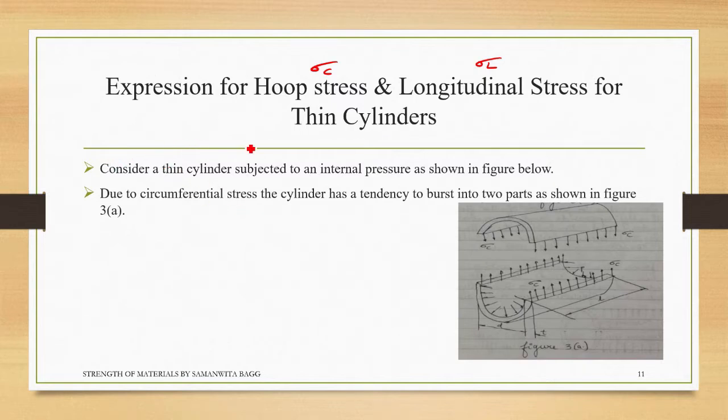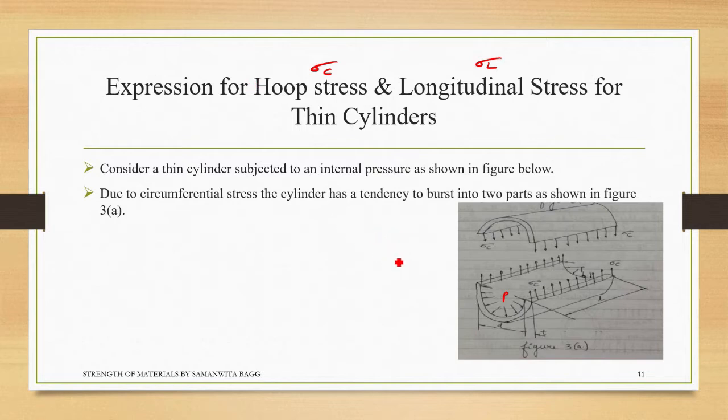Consider a thin cylinder subjected to an internal pressure as shown in the figure below. You can see here, this is the thin cylinder which is subjected to some internal pressure P from both the sides. And when there is a pressure applied like this, the material has a tendency to break. So if it breaks, this is the surface which gets exposed, and this is the surface which was resisting by showing the generation of stress, which is called sigma C, that is hoop stress or circumferential stress.